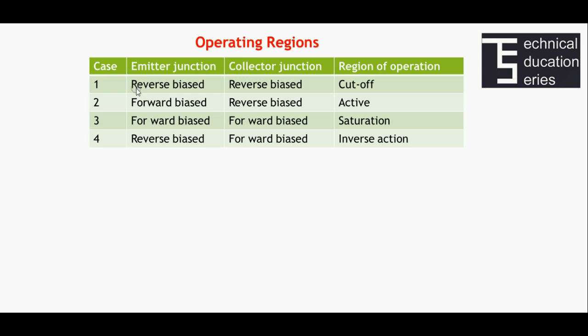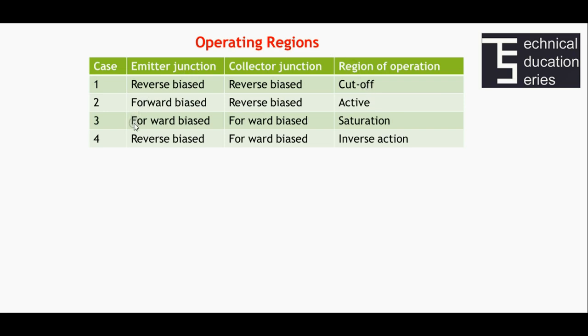first state, reverse biased emitter junction and reverse biased collector junction. So the region of operation is cut off. The second case is forward bias on emitter junction and reverse bias on collector junction, and the region of operation is active. It is the most commonly operating region of the transistor.